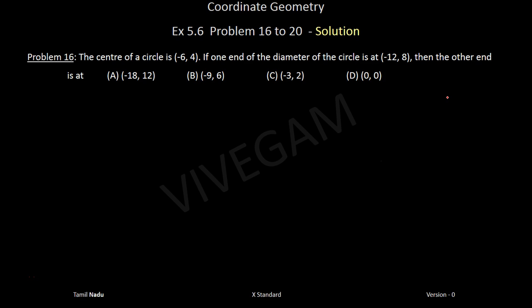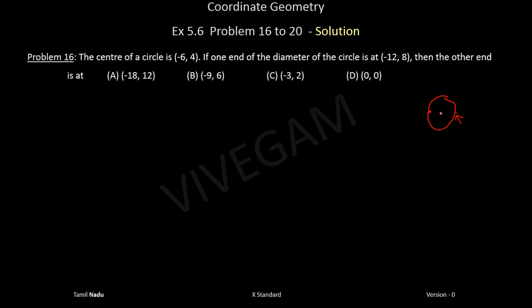So you have a circle, right? It doesn't look like a circle, right? And this is one point, and this is one end of the diameter. So this is one point, and this is another point. They have given the center of the circle, this is minus 6, 4, and one end of the diameter, minus 12, 8, and they're asking us to find this point.